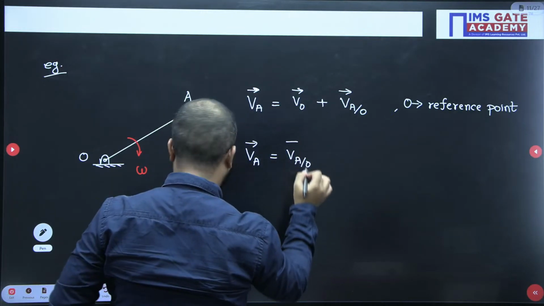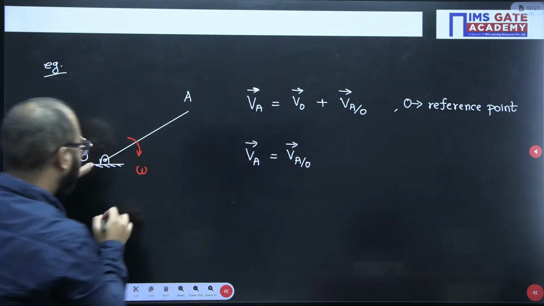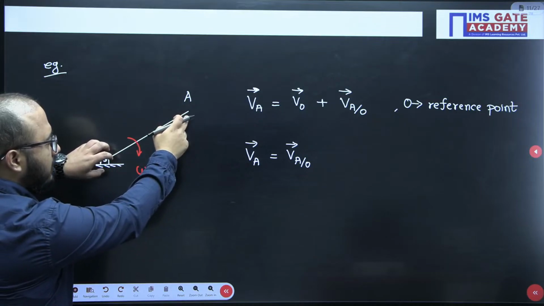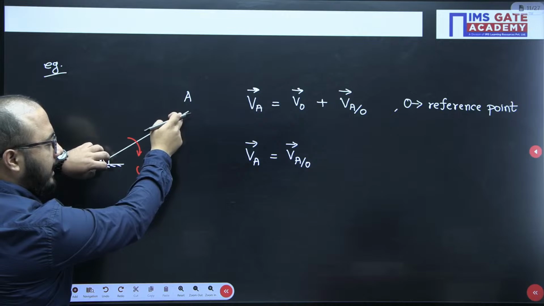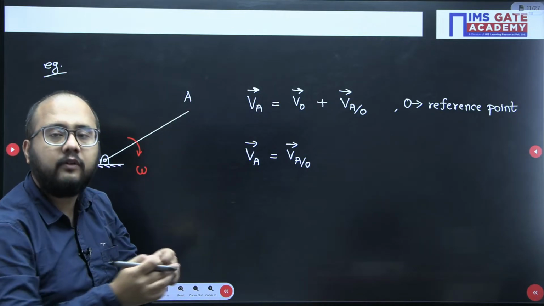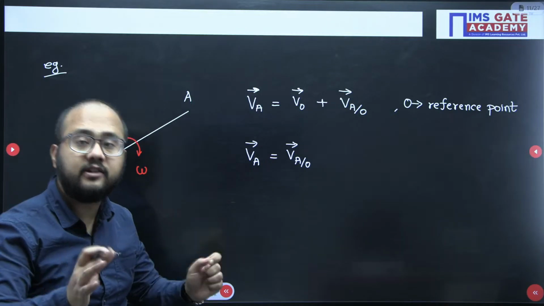So point O velocity I am going to write considering O as a reference. From this reference point I will observe A. So considering O as a reference point, if I want to observe point A, what will I observe? We will observe only the rotation.